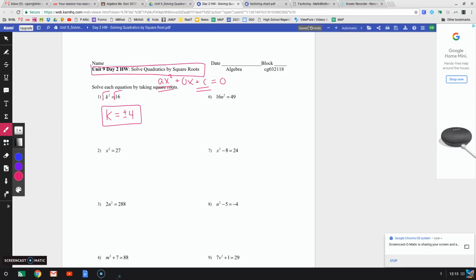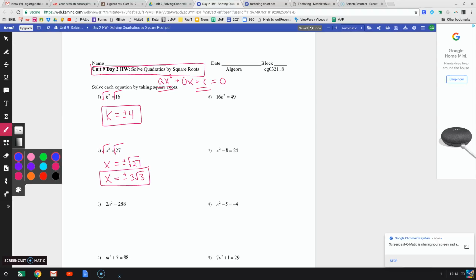Number 2, again, notice that I have no b value. So I want to take the square root of both sides. And when I do this, I have x equals plus or minus the square root of 27. But 27 is not in simplest radical form. So I'm going to break that down into 9 times 3, which will then give me 3 radical 3. The plus or minus being very, very important.